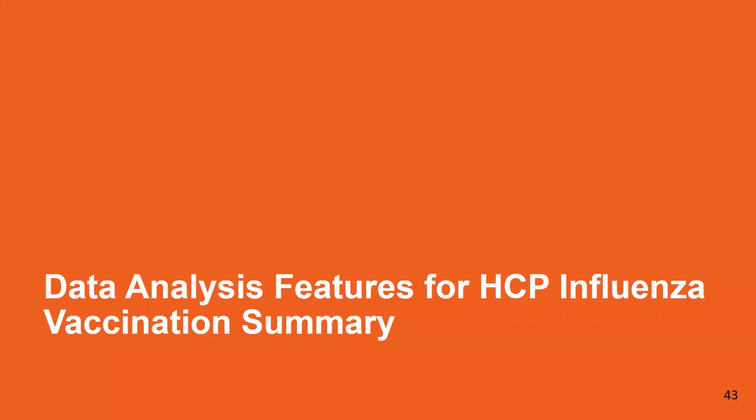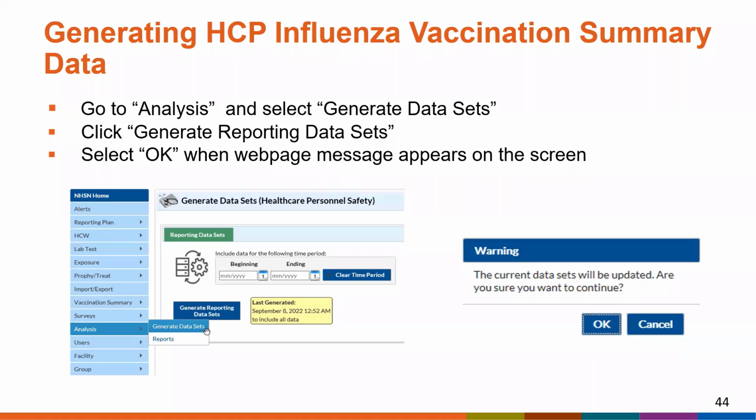We will now go over the data analysis features for the healthcare personnel influenza vaccination summary. To view data, go to Generate Datasets under Analysis on the navigation bar. Click Generate Reporting Datasets and select OK when a message appears on your screen that says the current datasets will be updated. Are you sure you want to continue? Users should generate a new dataset each time they enter new data into the system.